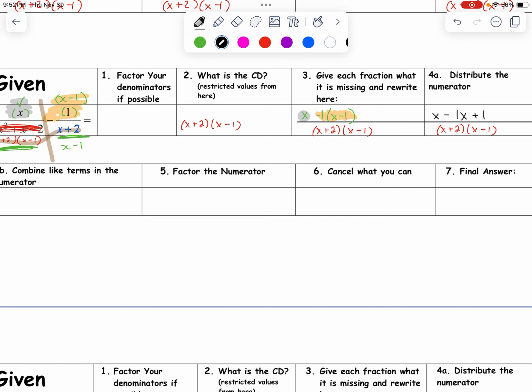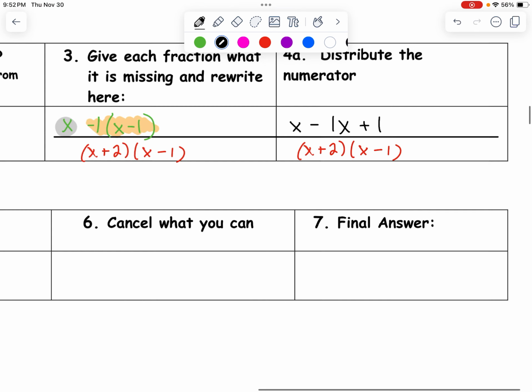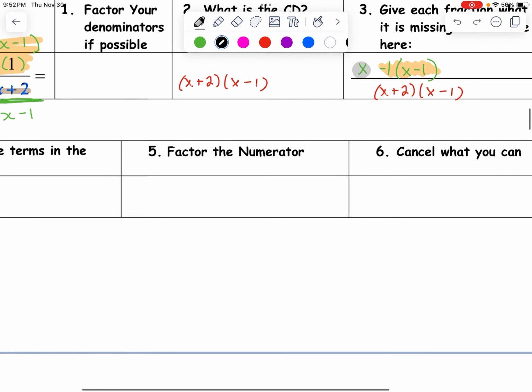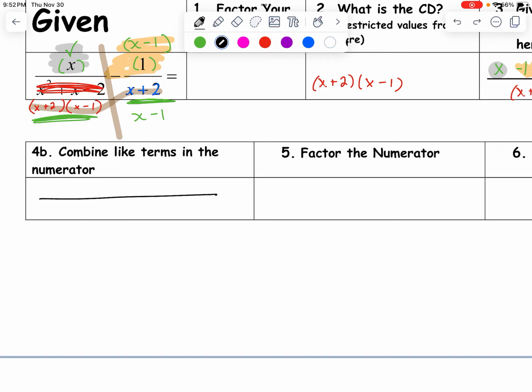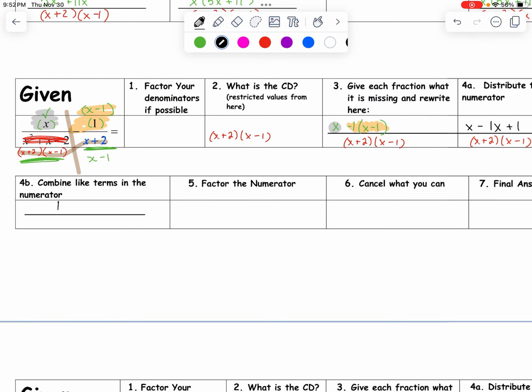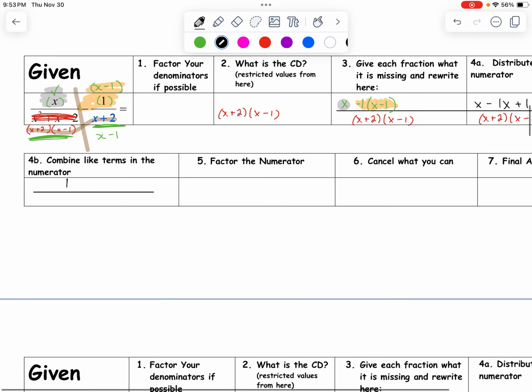Okay, distribute the numerator together. So we just did that. So part 4b. Now when we distributed our numerator, we started to combine those like terms. So I have a like term of x minus 1x. What's x minus 1x? 0. And then that plus 1 in the back is just 1. And that's going to be over my common denominator of x plus 2, x minus 1.